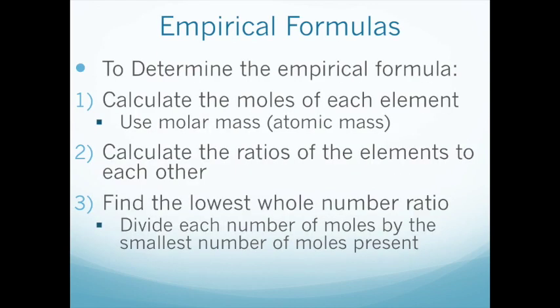So to determine an empirical formula, you calculate the number of moles of each element using the molar mass or the atomic mass. Then you calculate the ratios of the elements to each other, and you find the lowest whole number ratio and divide each of those numbers by the smallest number of moles present. And that will give you the ratio of elements to one another.